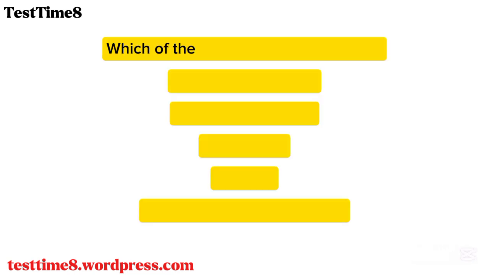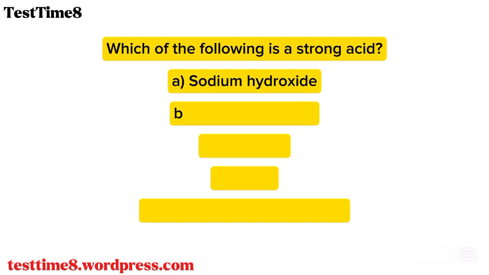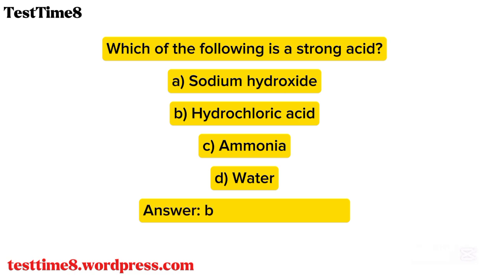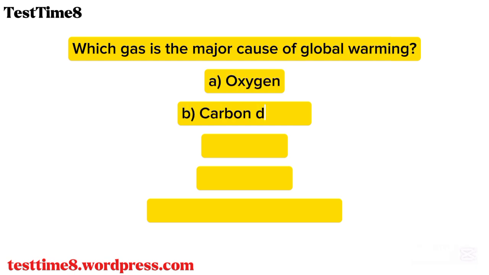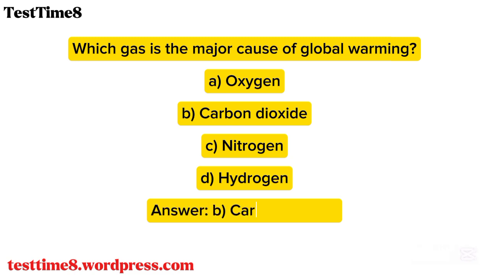Which of the following is a strong acid? A. Sodium hydroxide, B. Hydrochloric acid, C. Ammonia, D. Water. Answer: B. Hydrochloric acid. Which gas is the major cause of global warming? A. Oxygen, B. Carbon dioxide, C. Nitrogen, D. Hydrogen. Answer: B. Carbon dioxide.